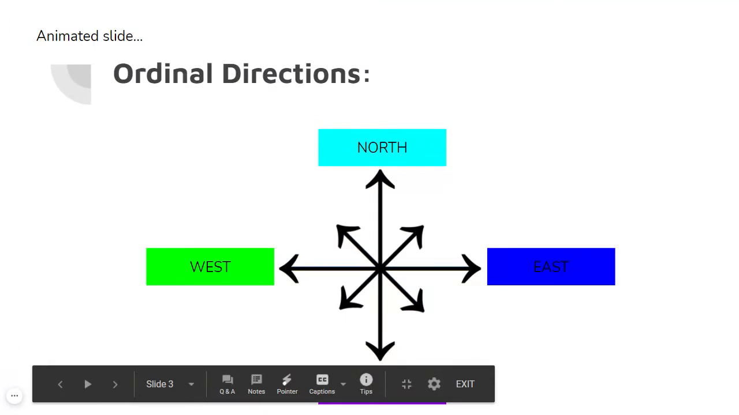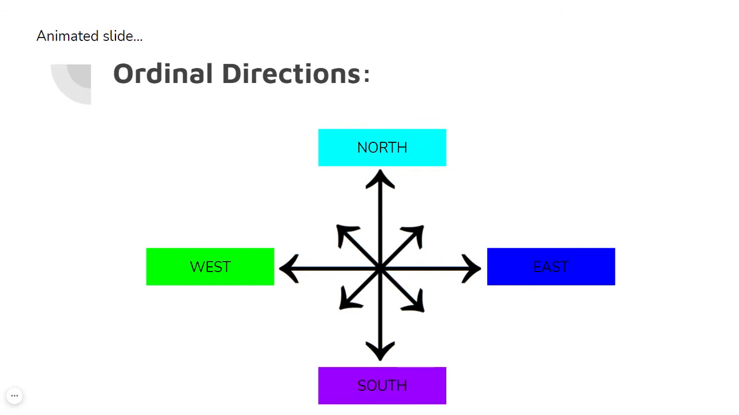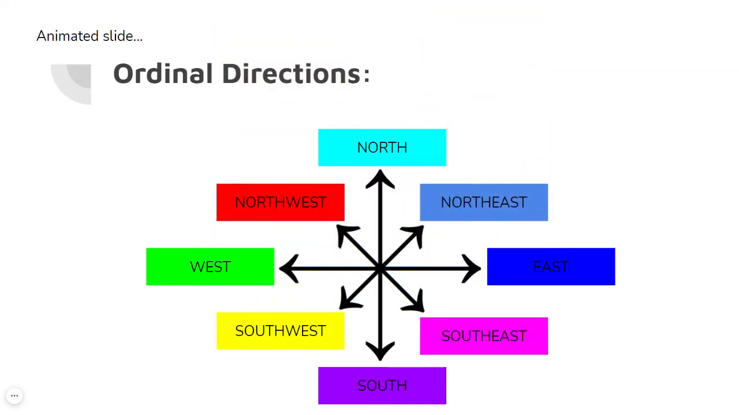Now, we know that the directions north, south, east, and west are our ordinal directions. That means they're kind of the basic directions that help us know which way is which. There are some other directions as well that are exactly in between those directions. So between north and east is northeast. Between west and south is southwest. If you know that these are additional directions, that can help you in where you're going even more.